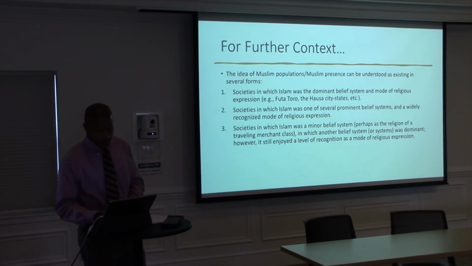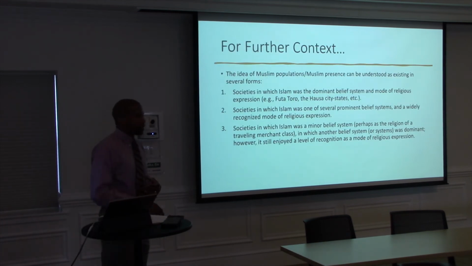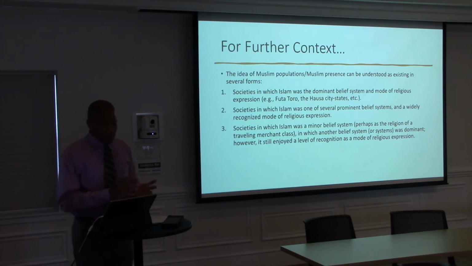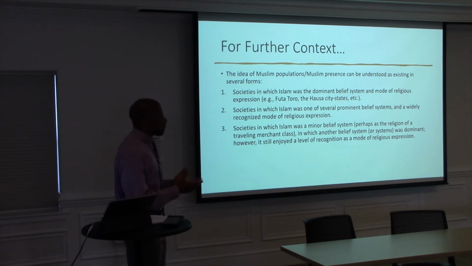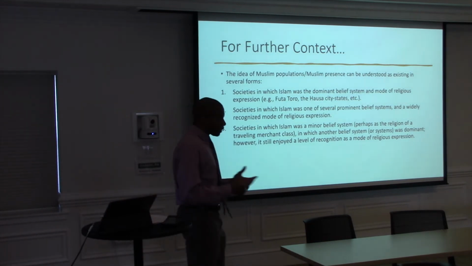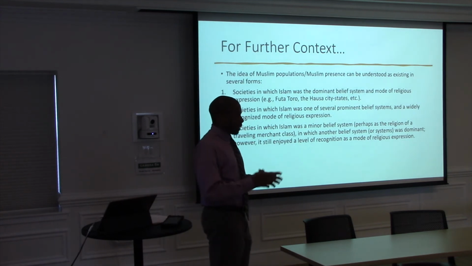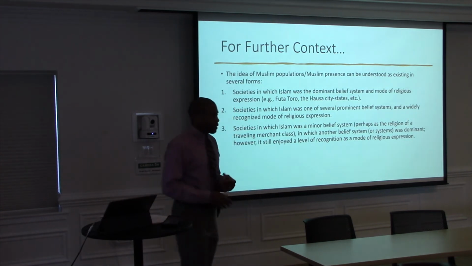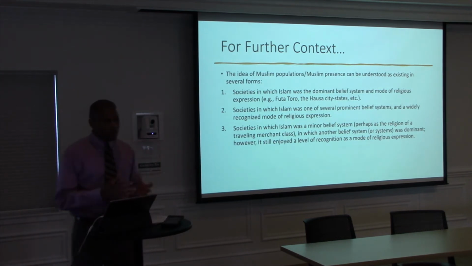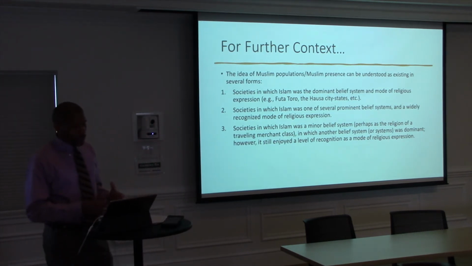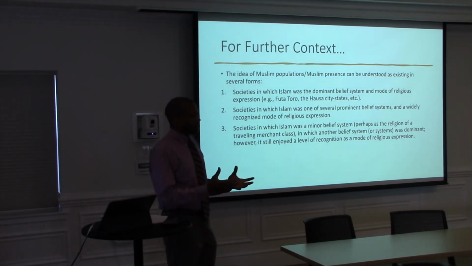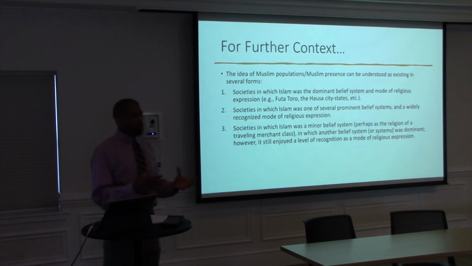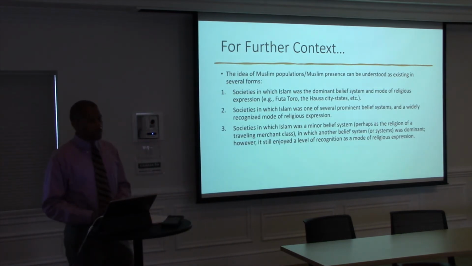When we talk about a Muslim population or a Muslim presence, it can be understood as existing in several forms. One form is a society in which Islam is a dominant belief system and mode of religious expression, like Futa Toro, the Hausa city-states, a lot of northern Nigeria, to give some examples. Another would be a society in which Islam is one of several prominent belief systems and a widely recognized mode of religious expression. So it's widely understood, widely known, but it is not the dominant system, again Futa Toro, for instance.